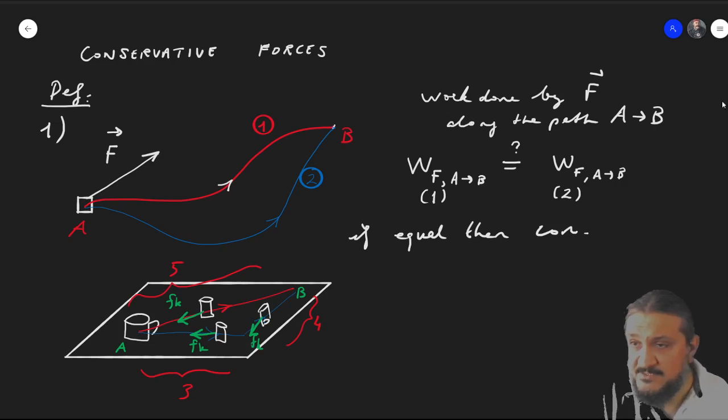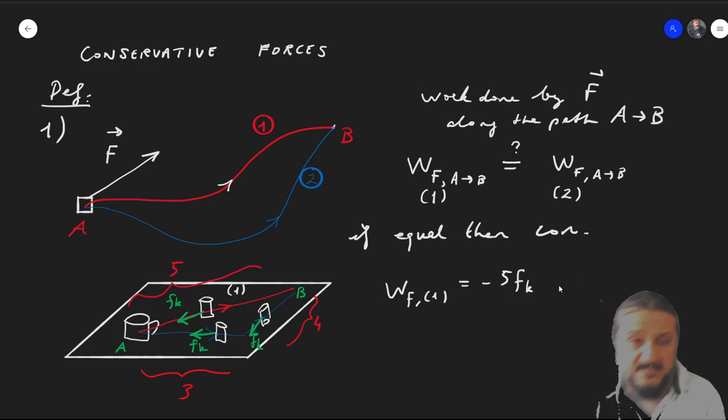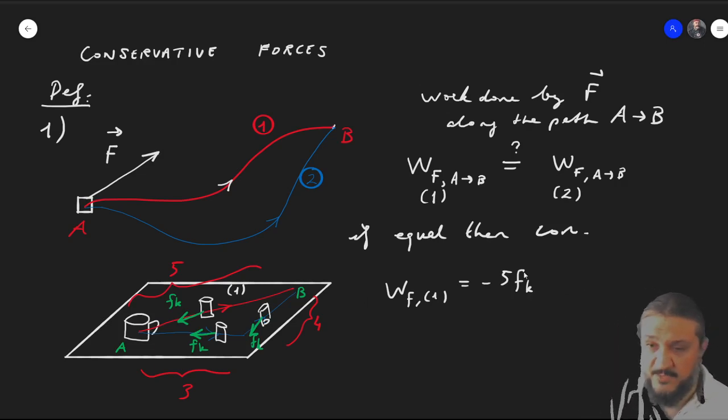I get the work done. All right. So the work done by friction, let's put a little F here, work done by friction when I take path 1, which is this, will be 5 times that friction force. I'm going to write negative 5 Fk, whatever Fk is. We don't have to worry about the number value, but it's going to be a negative number, negative 5 Fk.